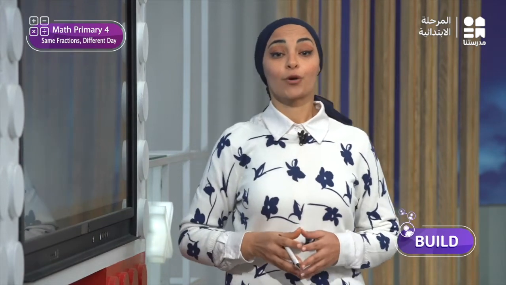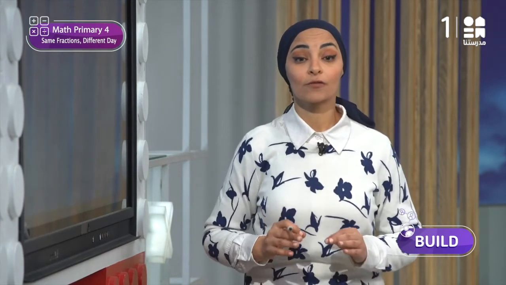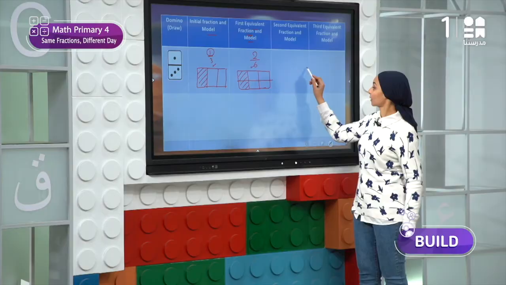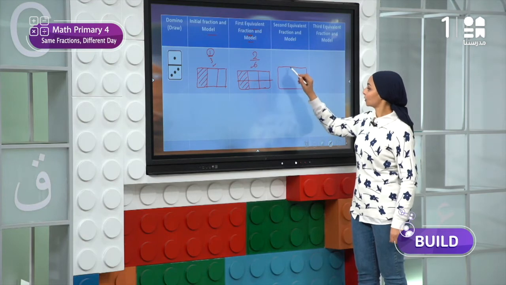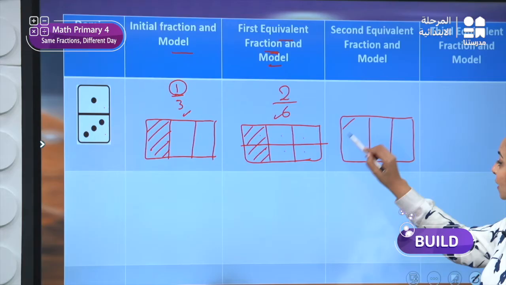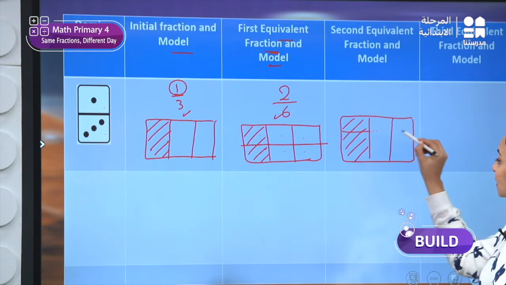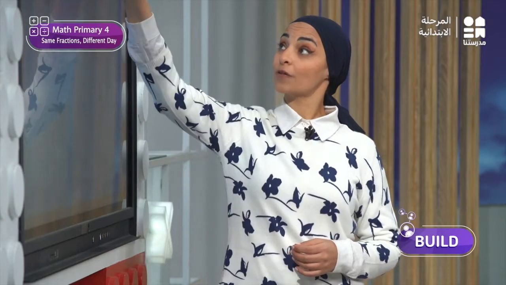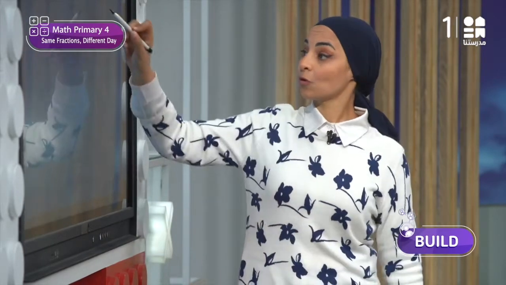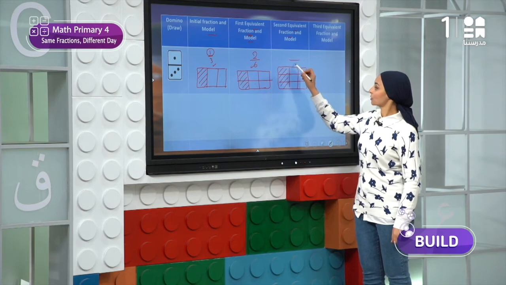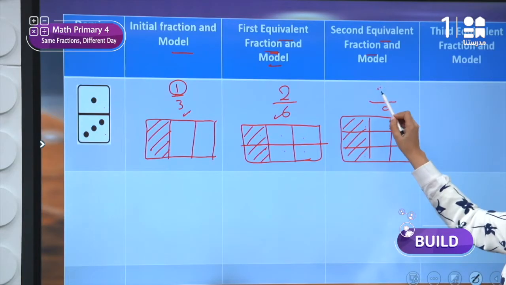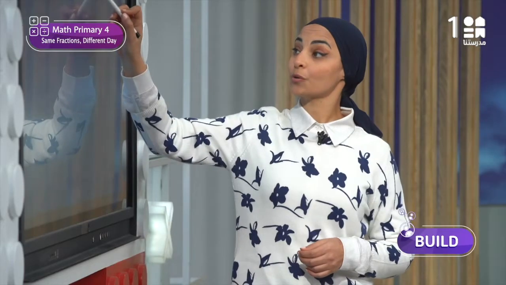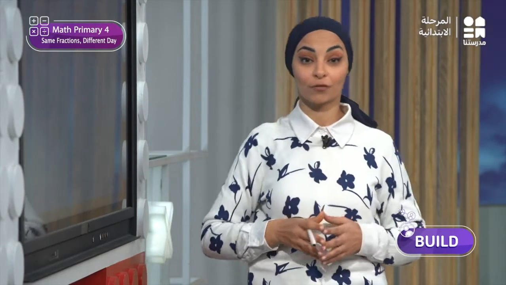Now let's see the fourth column. I will divide the parts of the model representing 1/3, this time into 3 equal parts. Let's see how I will draw the same model divided into 3 parts. Here I will shade the first one, but this time I will divide it into 3 equal parts. And I want to see the equivalent fraction to this one. All the parts I have are 9, so the denominator is 9. And I have 3 shaded parts, so the numerator is 3. This means 3/9 is also an equivalent fraction to 1/3.